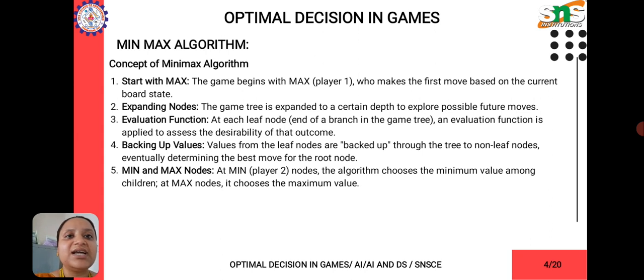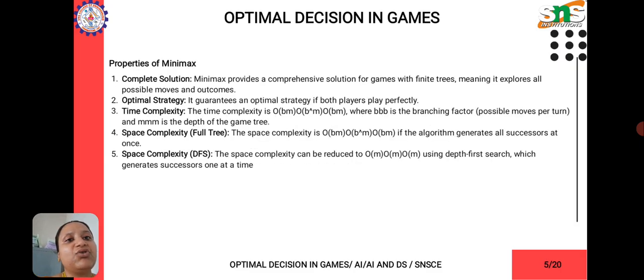Backing up the values is like, say for example, you have made some error and you have to do the process in an efficient manner, so you back up the different values. Min-max moves are done with the minimum values and the maximum values. You have to choose accordingly, either the minimum or the maximum value. Now what are the properties of the min-max algorithm? You have different properties: complete solution, optimal strategy, time complexity, and space complexity. Complete solution means you derive the complete solution of the process. Optimal strategy is the best strategy involved in the process. Time complexity is the time involved, and space complexity is the space involved in the different gaming processes.